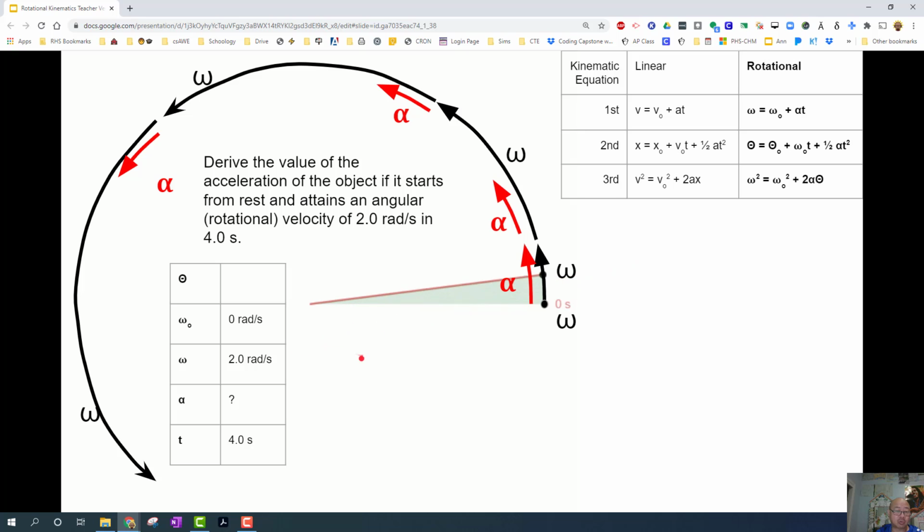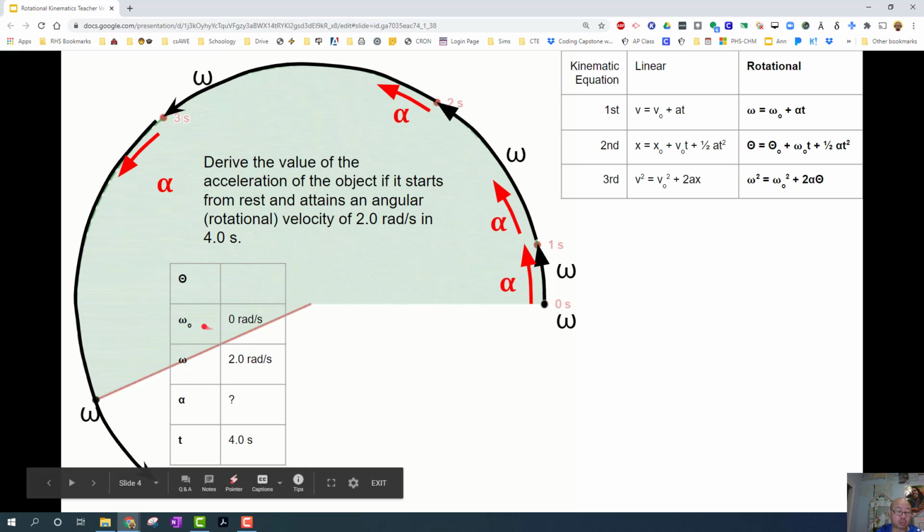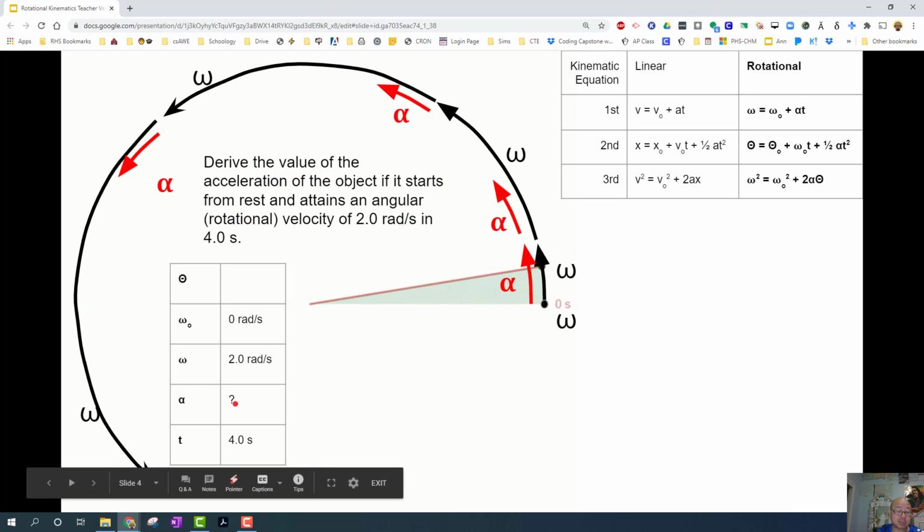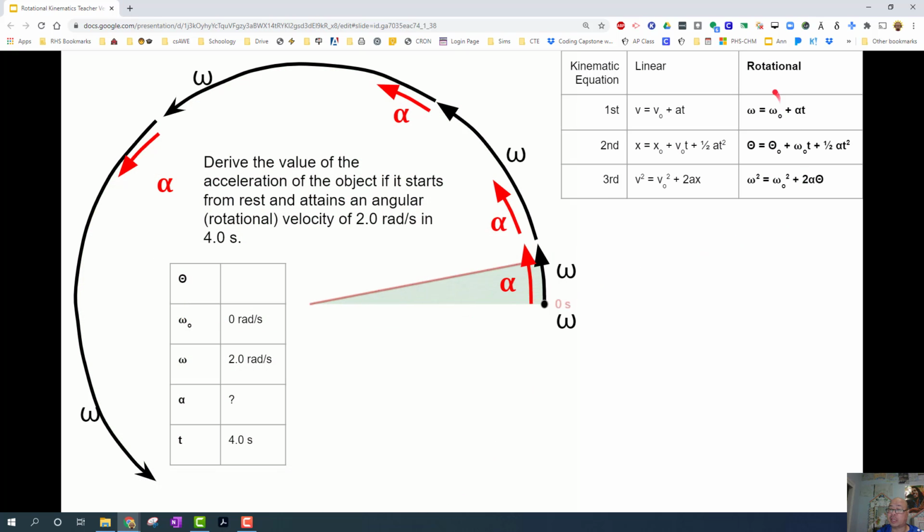And then we would write down the 5 rotational kinematic variables. We list the values of the 3 that we know, and we also identify the one that we're looking for. We always need 3 that we know and 1 that we're looking for. Once we've identified those 4 variables, then we look at our list of equations to see which equation will help us solve this problem. In this case, it's the omega equals omega initial plus alpha t equation.